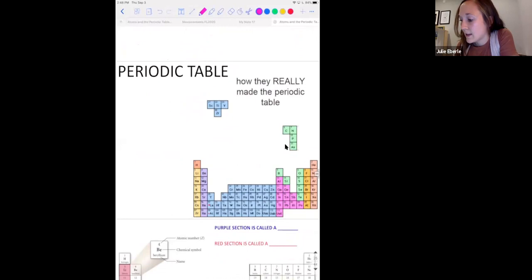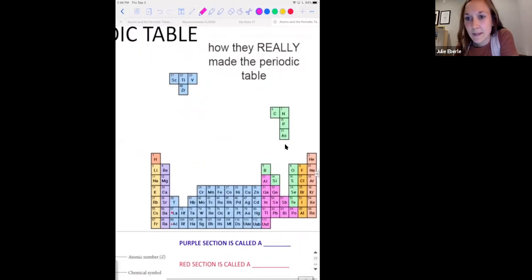And I love this slide. It always makes me think of my grandma, and here's why. So this slide says, here's how they really made the periodic table. It was one giant game of Tetris.